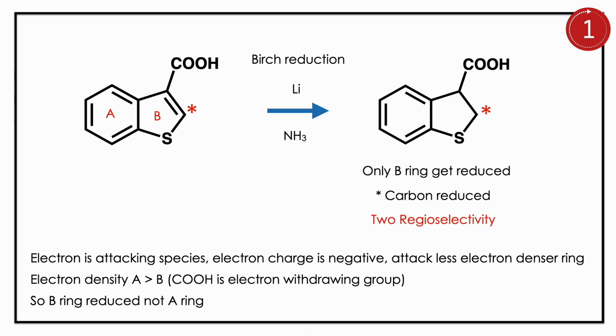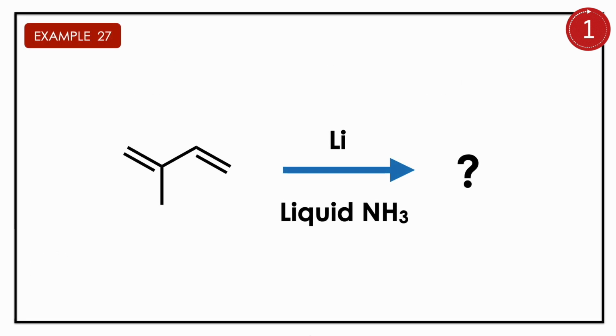The concept you have to learn here is that whenever you have a fused ring system, two types of regioselectivity come. One is which ring will be reduced. Second is which position it will be reduced at. Then the next example, you have a conjugated diene, butadiene, and lithium and liquid ammonia you are using. You should find what will be the final product.